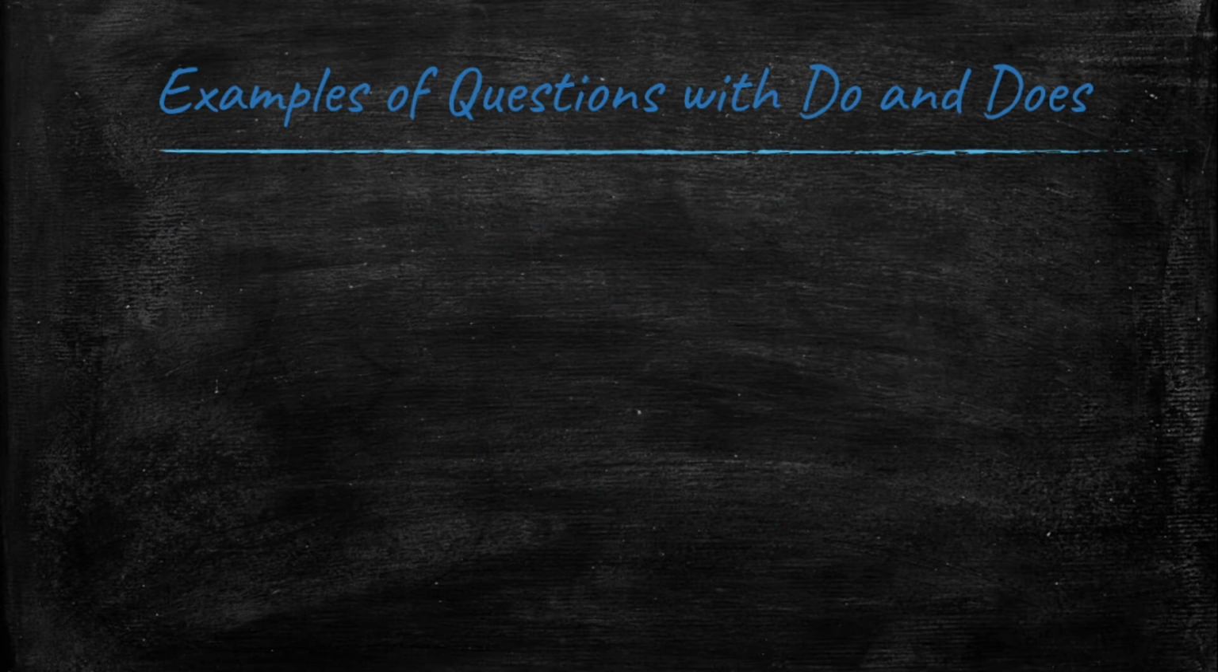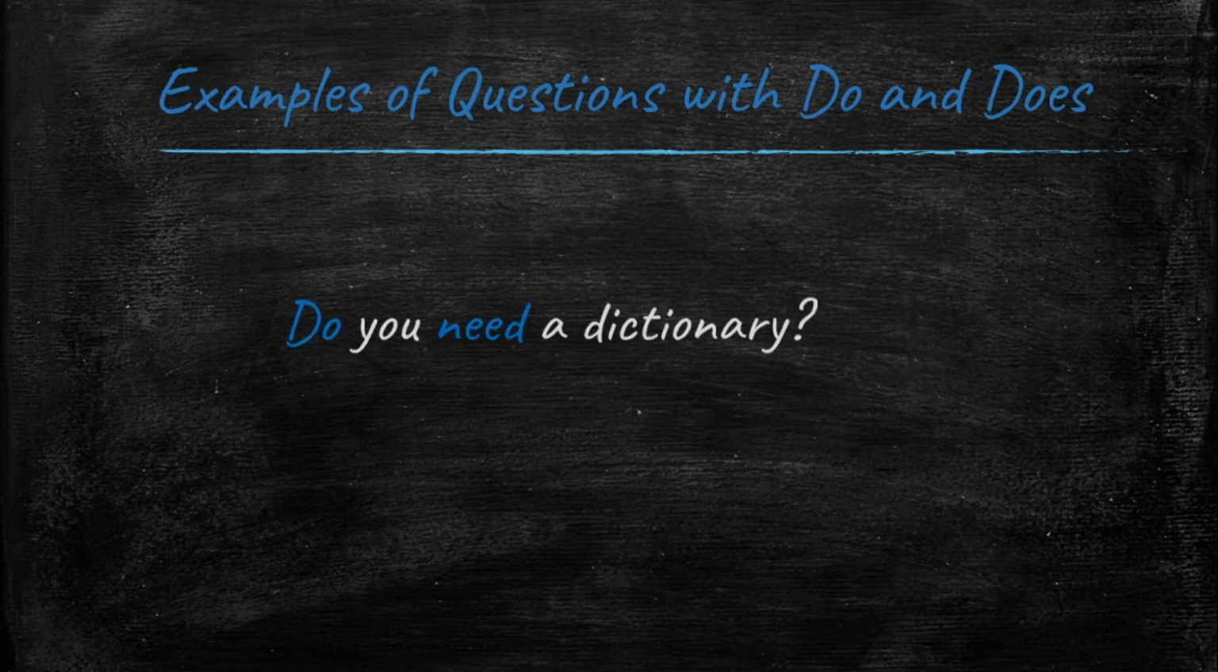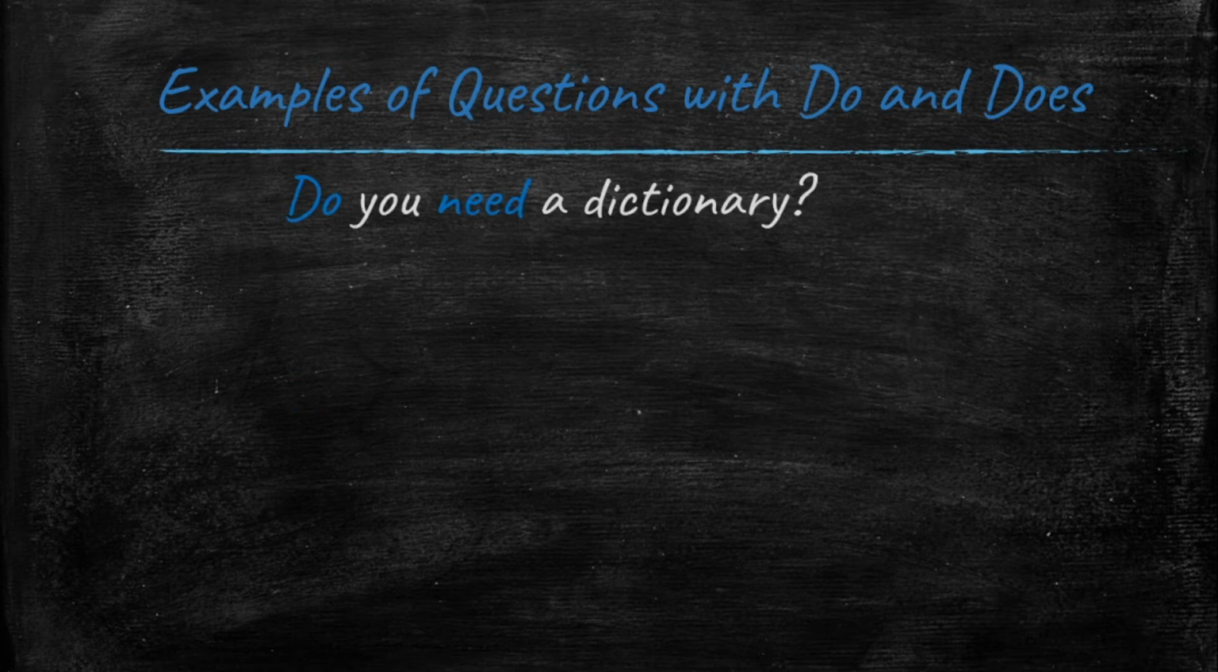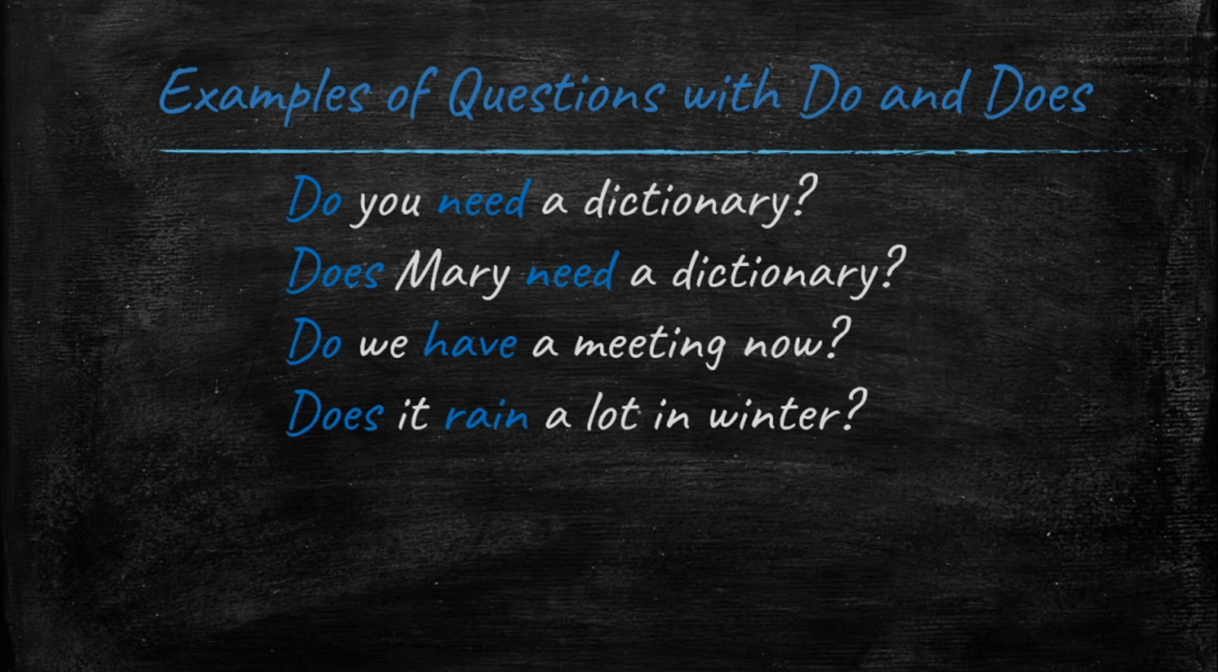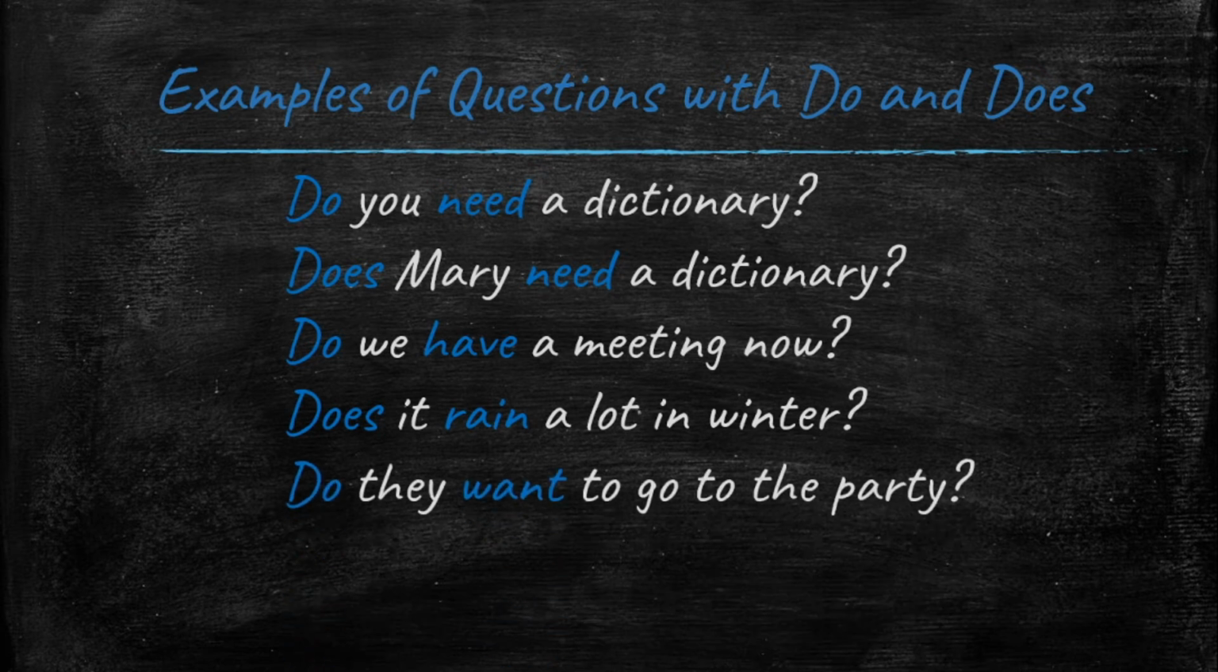Now let's see some examples of questions with do and does. Do you need a dictionary? Does Mary need a dictionary? Do we have a meeting now? Does it rain a lot in winter? Do they want to go to the party? Does he like pizza?